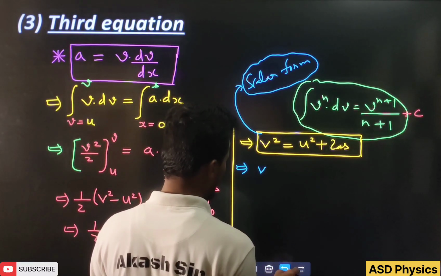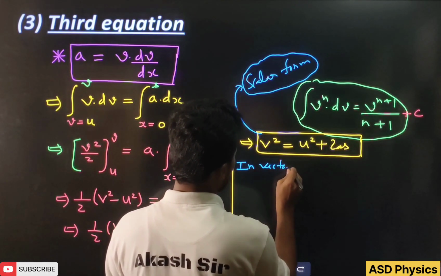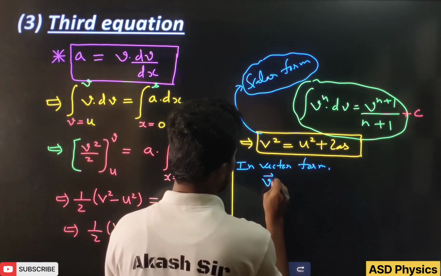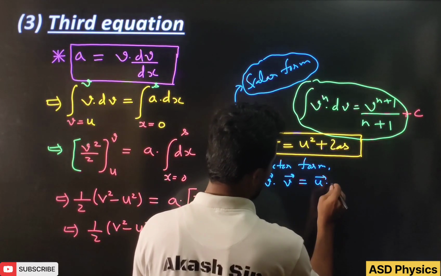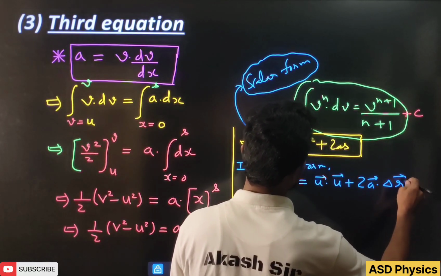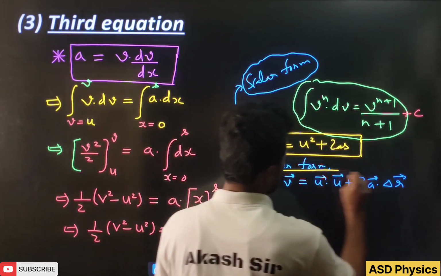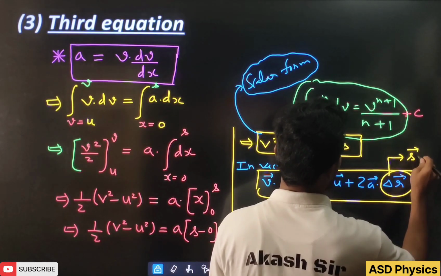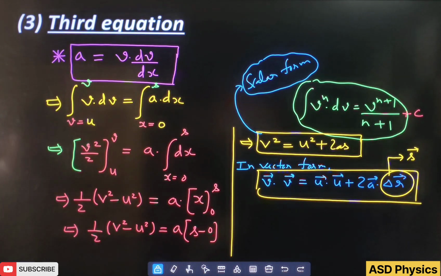If you want to write it in vector form, because the dot product of vectors is scalar, so only I am writing it: vector v dot vector v is equal to vector u dot vector u plus 2 vector a dot displacement vector. I used to write delta r, even you can write delta vector s also, not a problem. Again I'm telling you, if you are thinking like this, you can write vector s also. I hope this third equation is also very, very clear to you.